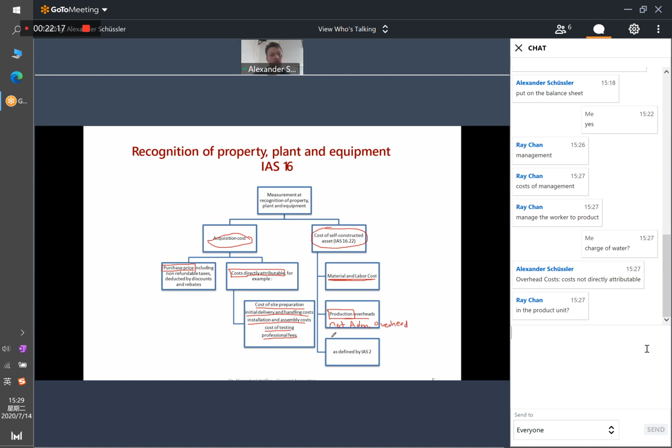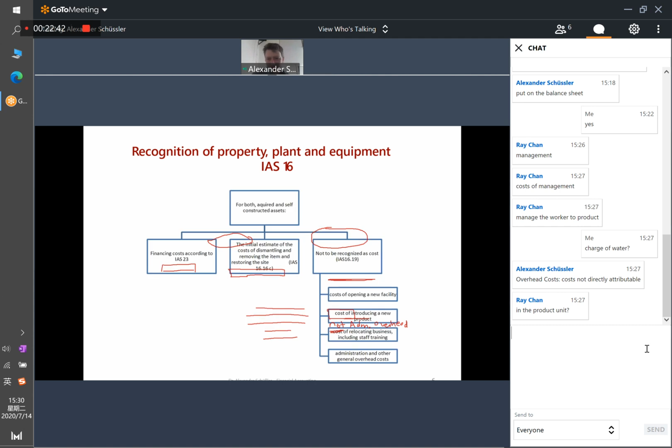We take the financing costs on the balance sheet and the initial estimate of the cost of dismantling and removing the site. Yeah, so this is also allowed. But what is not allowed: cost of opening a new facility, cost of introducing a new product, cost of relocating business, including staff training.